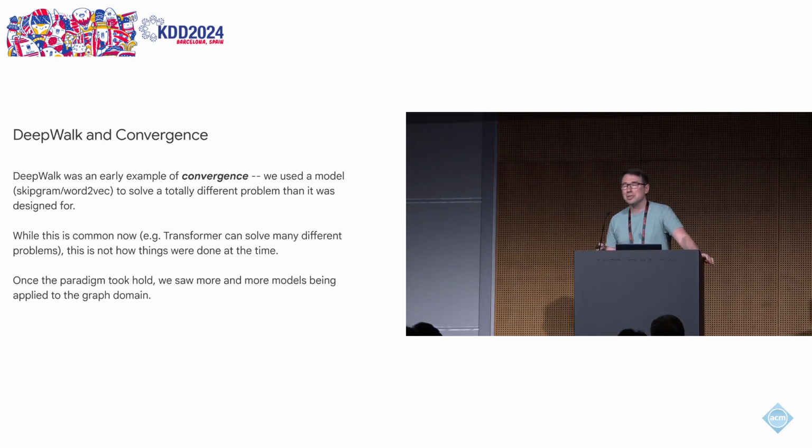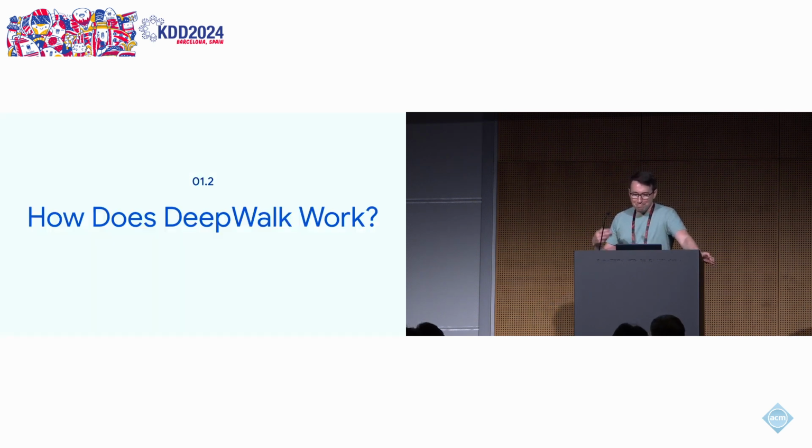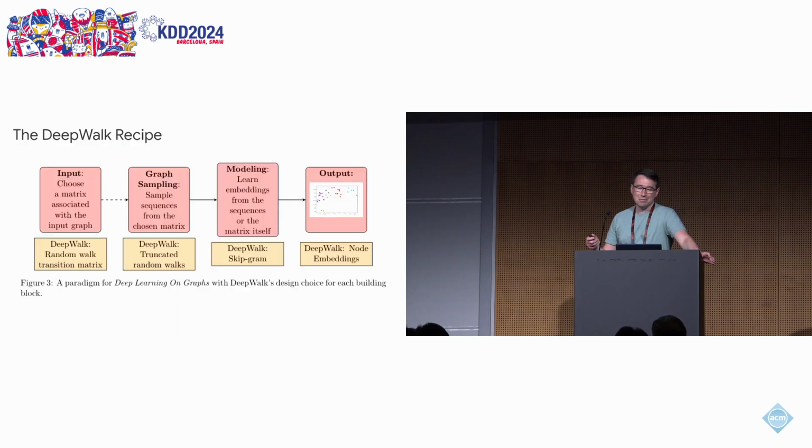Now, once this paradigm took hold, we saw more and more models being applied to the graph domain. And like Steve said, there was a pattern here, like a DeepWalk recipe that people could play with very easily. You do some sampling to turn a graph into random walks. After you had the sequences, you could do kind of any sequence modeling, really. Like we used skipgram, but there are so many other choices possible. And then the output, once you have this stuff in a latent space, you can do whatever you want with it too, right?